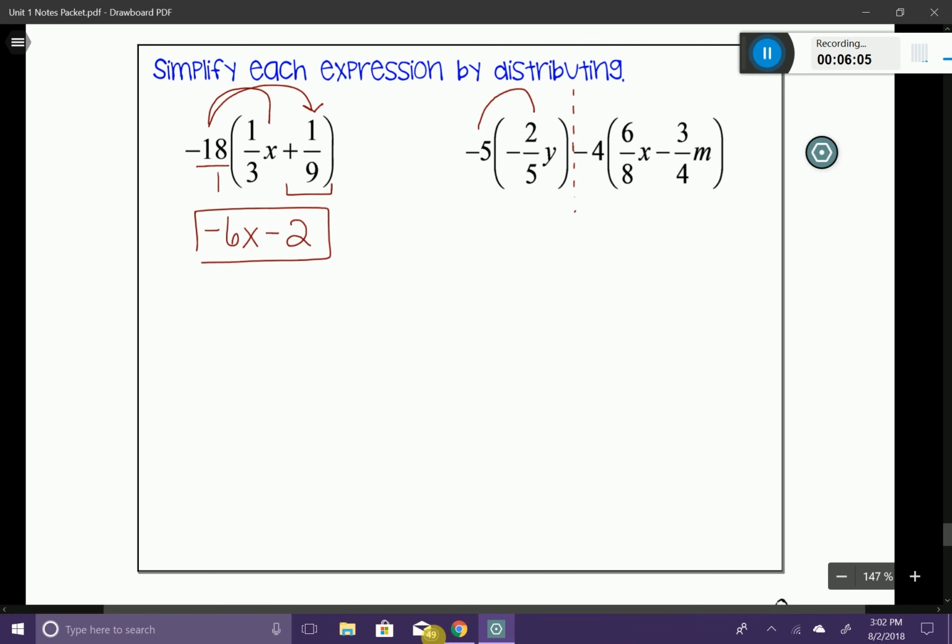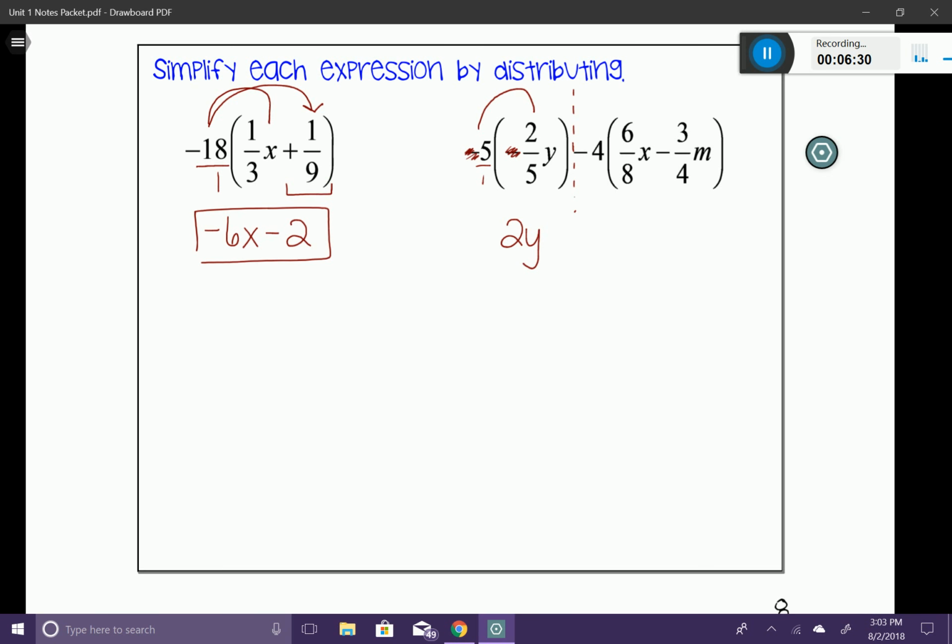So really, I can just cross those negatives off so they don't confuse me. Now, 5 is really saying 5 over 1. So I'm looking at 5 over 1 times 2/5. Well, isn't that going to be 10 over 5, right? Which is going to simplify to 2. So this is going to be 2y. All I did there was some operations with some rational numbers. That's all. And we studied that earlier in the unit.